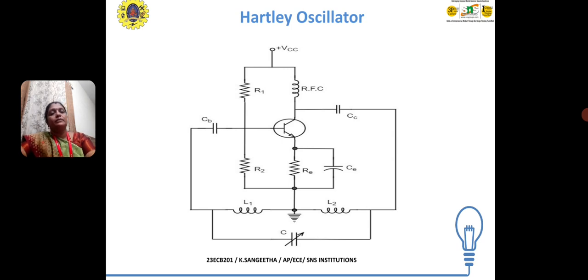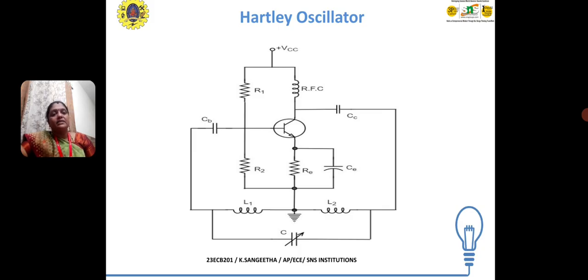Here the BJT transistor is used as an amplifier, and with this, the feedback circuit, that is the LC circuit, is used, and positive feedback is used here. Let us discuss the construction. The BJT is used as an amplifier, it is a common emitter amplifier, and it is connected in the active region.